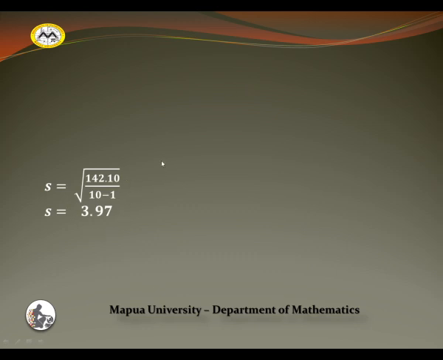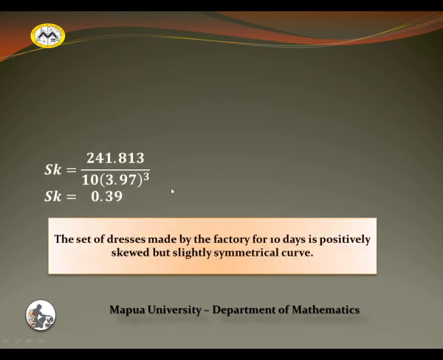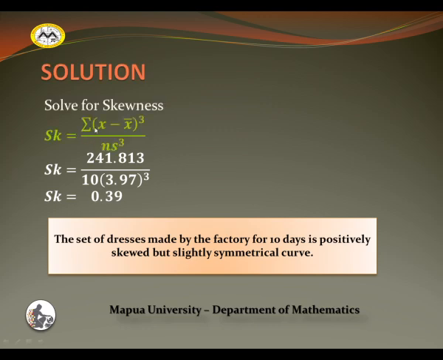When finding the standard deviation, we have to look for the standard deviation first, and this is the formula: the summation of x minus the mean raised to square over n minus 1, square root. So from the table, we have 142.10 divided by 10 minus 1, and then using your calculator, the standard deviation is 3.97.